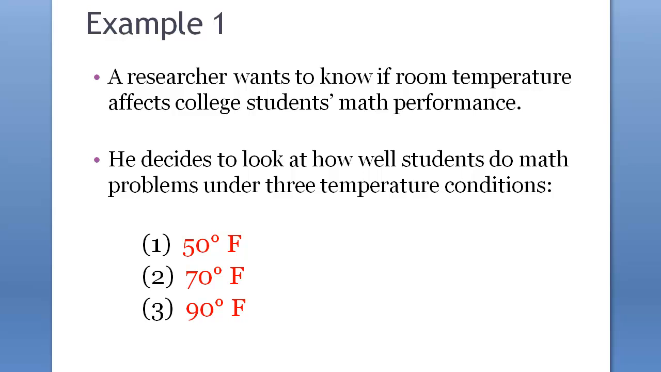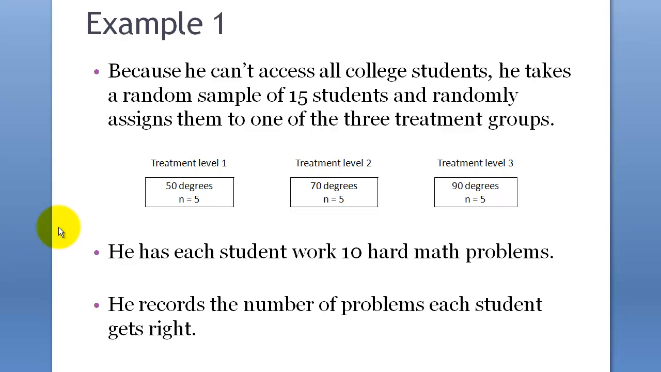This is the first example of ANOVA problems. The researcher wants to know if room temperature affects college students' math performance. So he decides to look at how well students do math problems under three temperature conditions: 50 degrees Fahrenheit, 70 degrees Fahrenheit, and 90 degrees Fahrenheit. And this is the result.